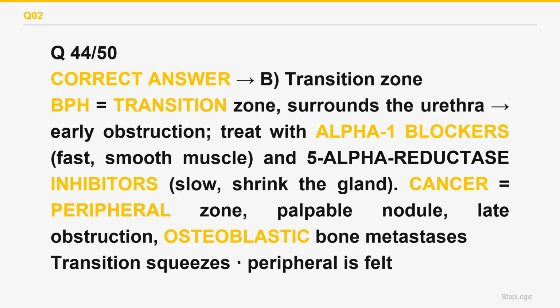Prostate-specific antigen is raised by both hyperplasia and cancer, which is why a mild elevation is not diagnostic, and finasteride roughly halves the measured value, a correction that must be remembered when interpreting it. If you see obstructive urinary symptoms with a smooth prostate, think transition zone hyperplasia.